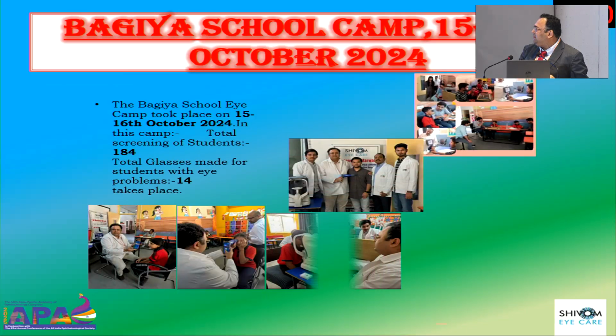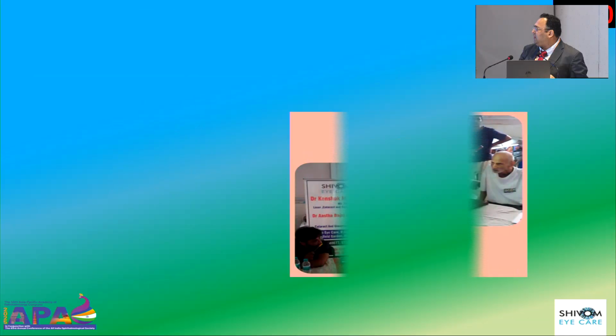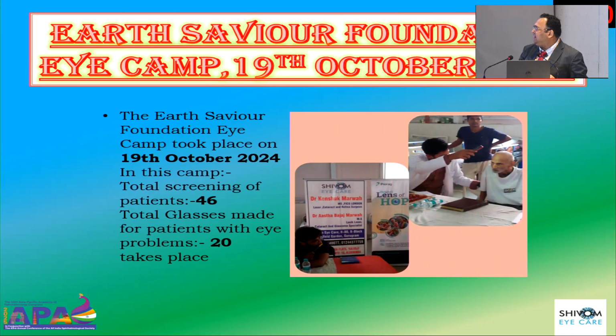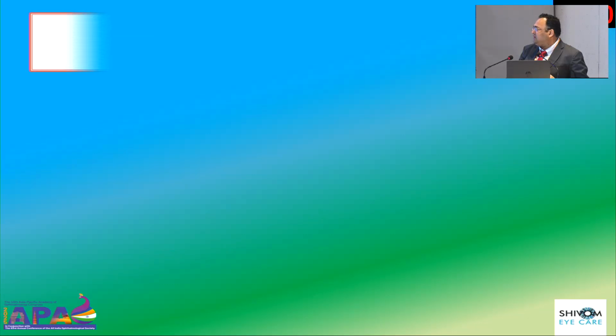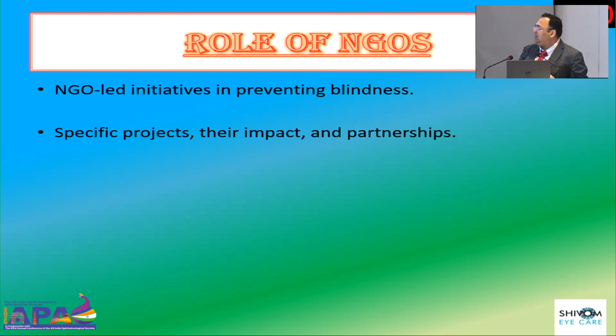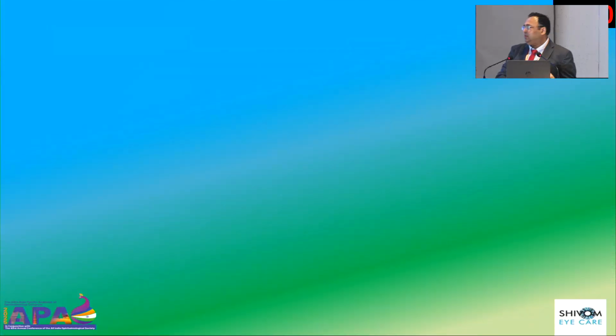We did this in many schools in and around Gurgaon also. We covered 4 schools, and we worked with Earth Savior Foundation also. On 19th of October, we screened 100 people. So we are constantly trying whatever small things we can do, but with the cooperation of the NGOs and the government, we can do a lot of things together as private practitioners. Thank you for this talk.